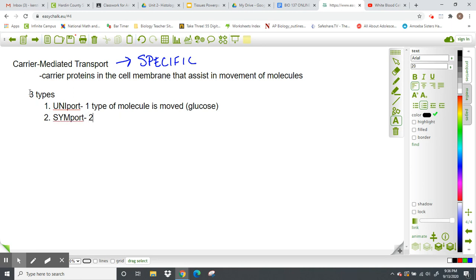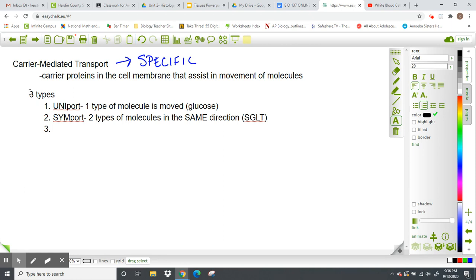We also have what we call a symport. This is going to move two types of molecules in the same direction. Again, an example of this in your body is what we call the sodium glucose transporter, abbreviated the SGLT. What it does is move sodium and glucose at the same time in the same direction. So that's a symport.